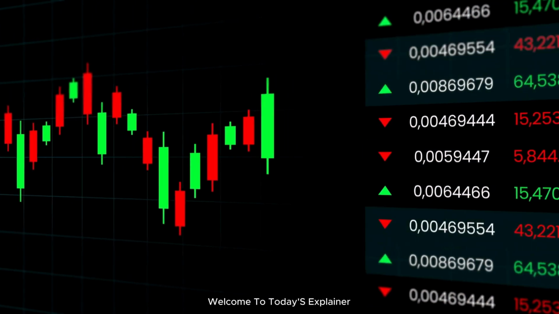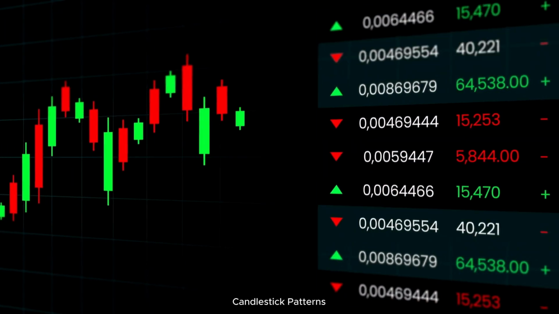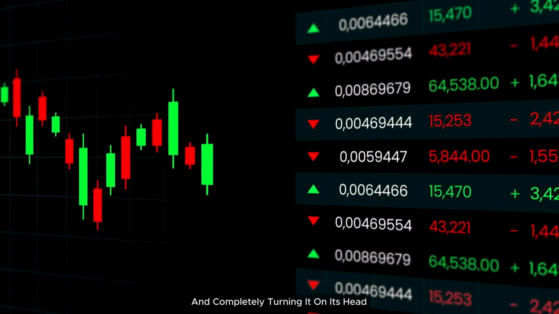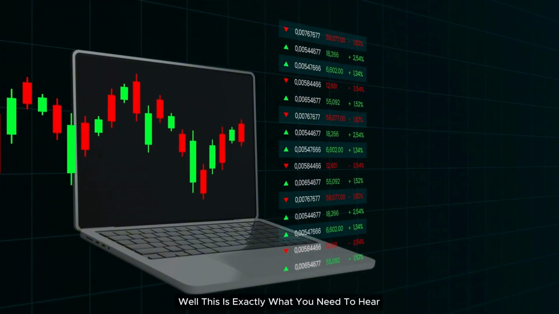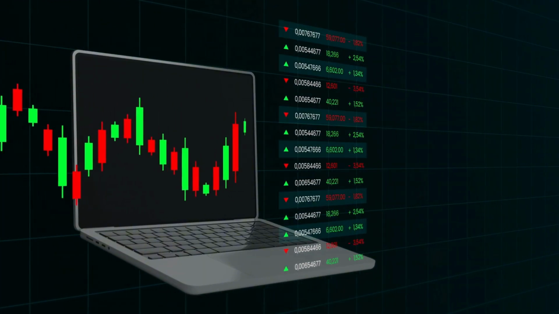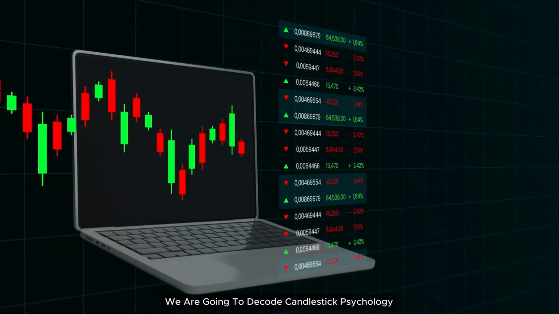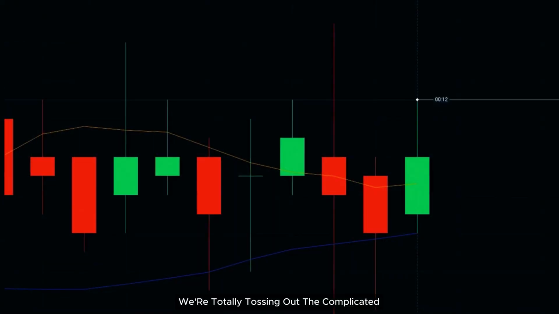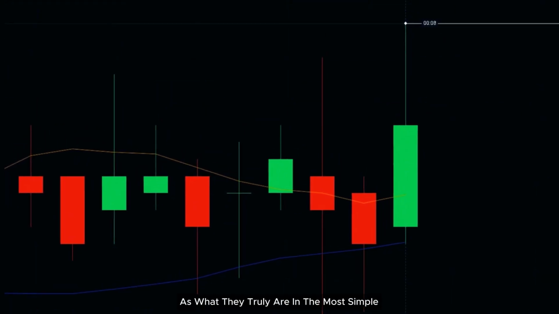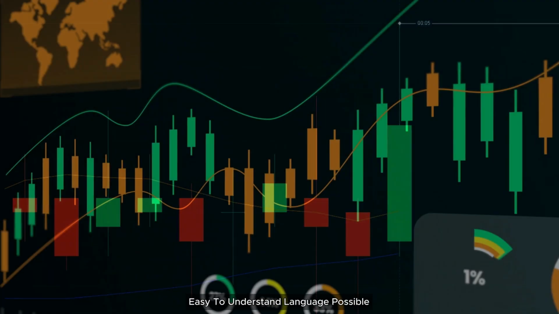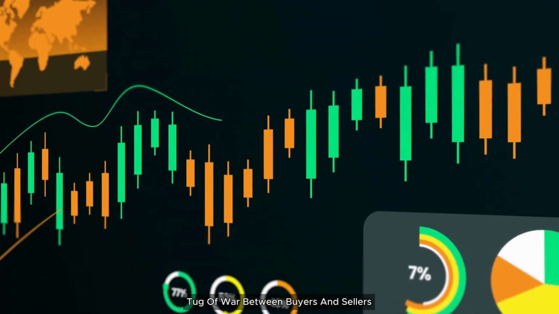Welcome to today's explainer, where we're taking something that frustrates almost every single retail trader out there, candlestick patterns, and completely turning it on its head. If you've ever felt like the market is personally out to get you, well, this is exactly what you need to hear. Our goal today is simple but incredibly powerful. We are going to decode candlestick psychology. We're totally tossing out the complicated textbook jargon, and instead we're going to view these charts as what they truly are, in the most simple, easy-to-understand language possible. It's just a real-time tug-of-war between buyers and sellers.